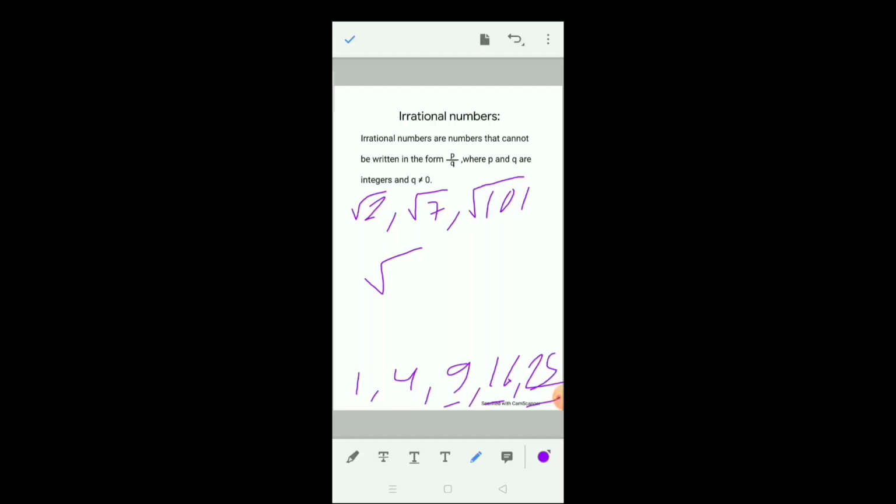So there should not be a perfect square number inside the square root. If there is a perfect square number inside the square root, for example, if there is 16 inside the square root, then this is equal to 4, which is a rational number, not an irrational number. If there are non-perfect square numbers, like 17 is a non-perfect square number, so root over 17 is an irrational number.